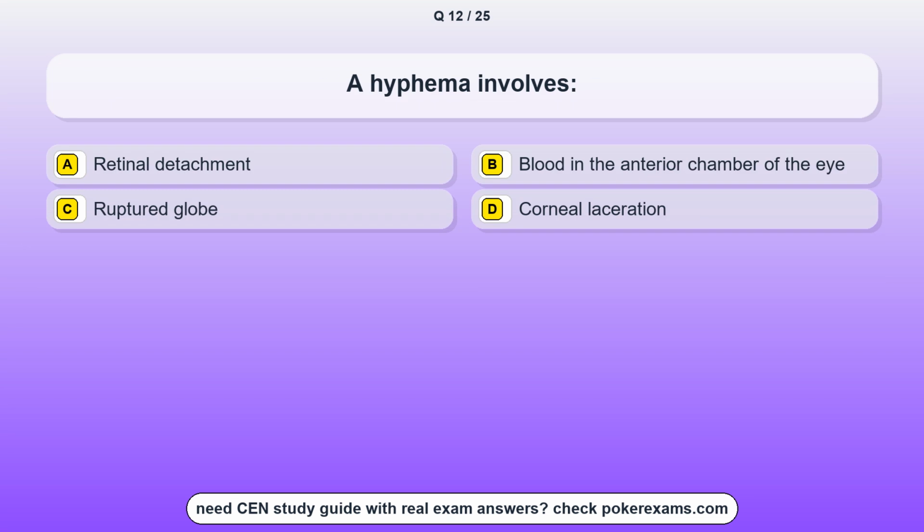Question 12. A hyphema involves option A, retinal detachment. Option B, blood in the anterior chamber of the eye. Option C, ruptured globe. Option D, corneal laceration.